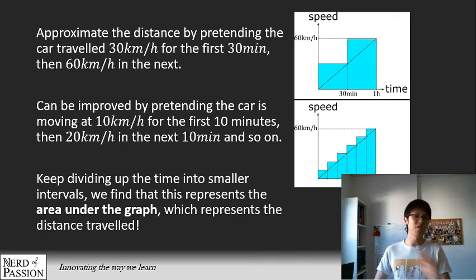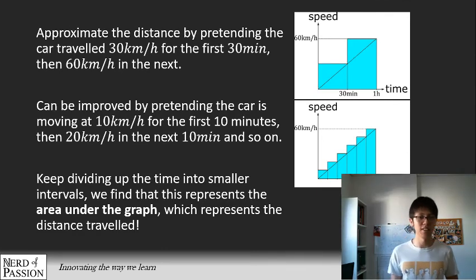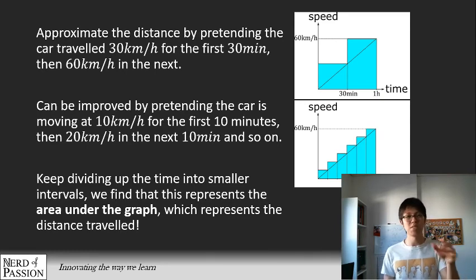So you can save yourself the trouble of having to divide the rectangles into really tiny bits and try to add everything up, and just simply use the area of the triangle formula, half base times height. Okay, so in case you are wondering what the answer should be, it will be 30 kilometers. So half times 60 kilometers per hour times 1 hour, and that will give you the 30 kilometers.